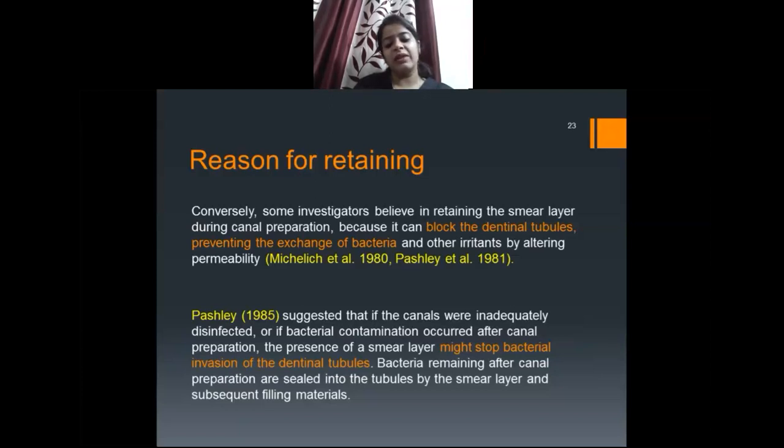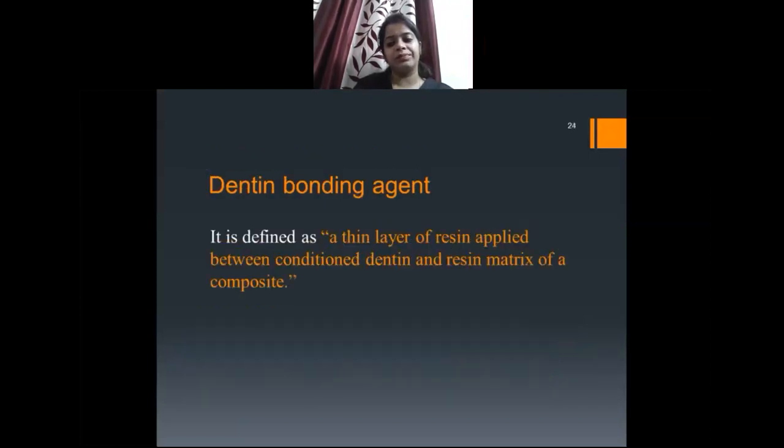Pashley suggested that if the canals were inadequately disinfected, or if bacterial contamination occurred after the canal preparation, the presence of the smear layer might stop bacterial invasion of the dentinal tubule. Bacteria that remain after the canal preparation are sealed into the dentinal tubule by the smear layer and the subsequent filling material.